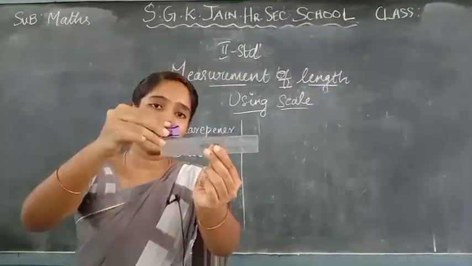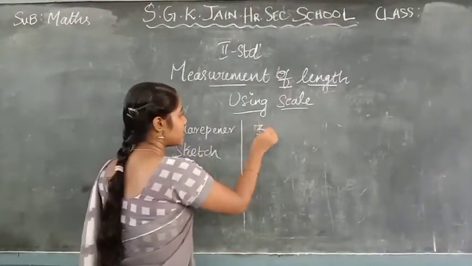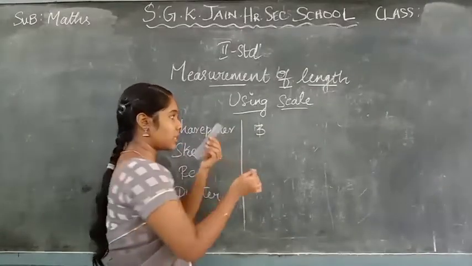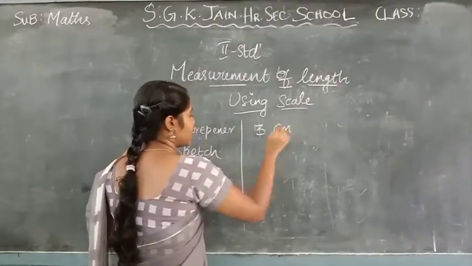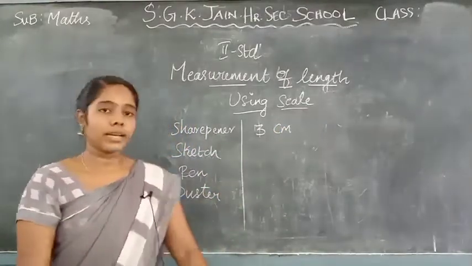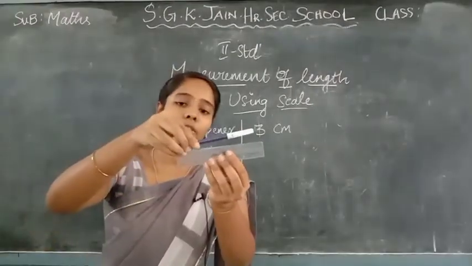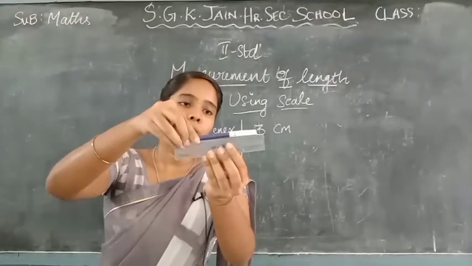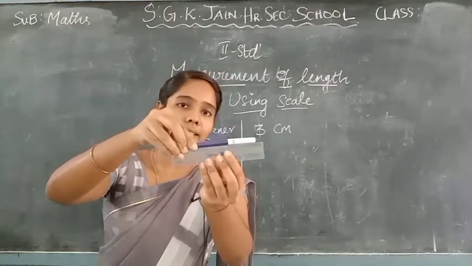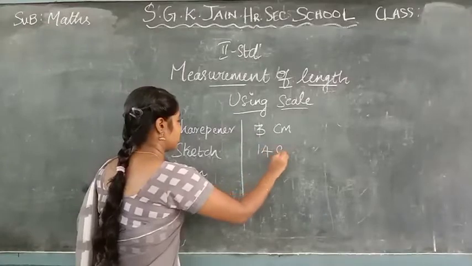It is 3 centimeters, right? So what is the length of the sharpener? 3. What is the unit of this scale? For smaller objects we use centimeter. Centimeter is shortly denoted as cm. Now let us measure the length of this sketch pen. What is the length of this? You have to start from 0 and see the ending point. So this is 14 centimeters. Yes. So write 14 centimeter.